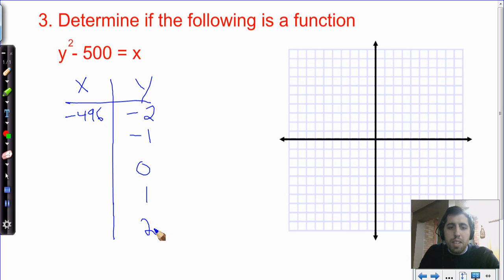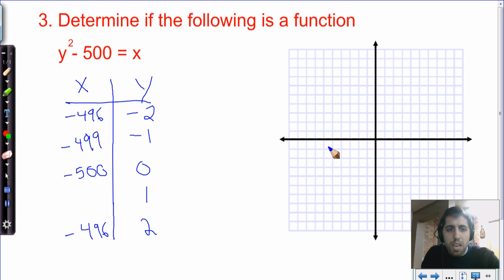Now if you're thinking about this, when we put in 2 for y, 2 squared also equals 4, so we get the same thing back here, 496. When we put in 0 for y, we get negative 500. Put in 1 for y, or negative 1, it'd be 1 squared, which would be 1 minus 500 is negative 499. Now this isn't going to be great, and I want you to look at this with me.